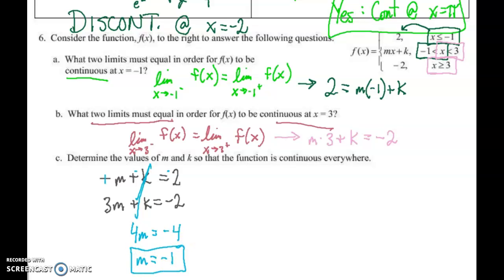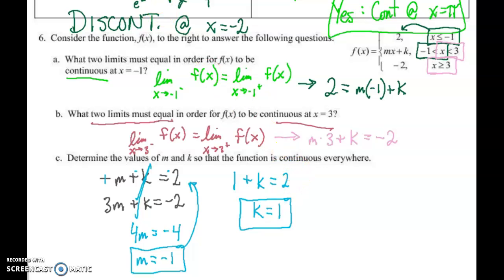But you're not done yet, because you need to figure out what k is. Well, if you go back to this original equation, where it was negative of -1, so 1 plus k must equal 2. That means that k must equal 1 in our equation.